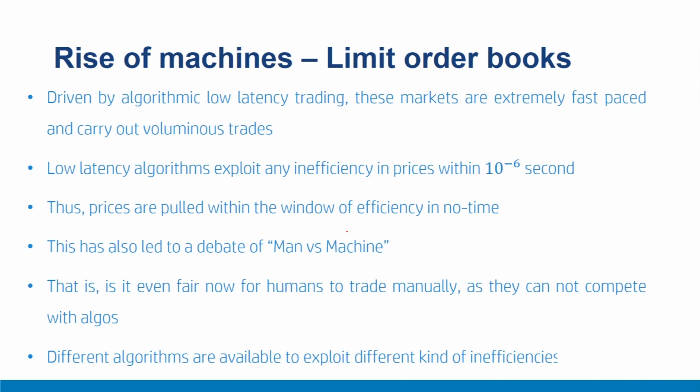Given the speed of these orders, these algo traders impact prices at an extremely fast pace. Any inefficiency in prices is exploited by these algo traders at an extremely fast pace, and therefore prices become efficient within a window of a very small fraction of a second. Therefore, the window of efficiency has come down drastically, and this has led to a debate of man versus machine, that is, whether it is fair for human traders to participate in trading against these algo traders. A large number of algorithms are available in the market to exploit various kinds of inefficiencies in prices.